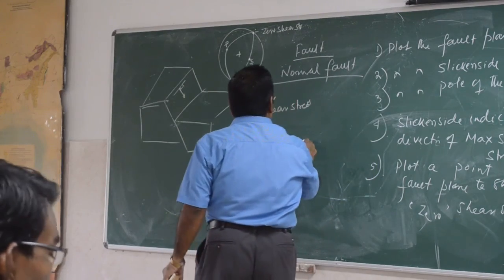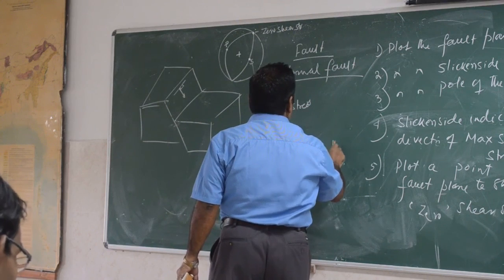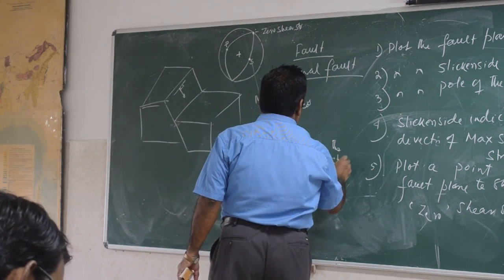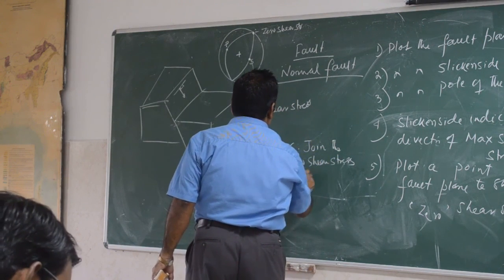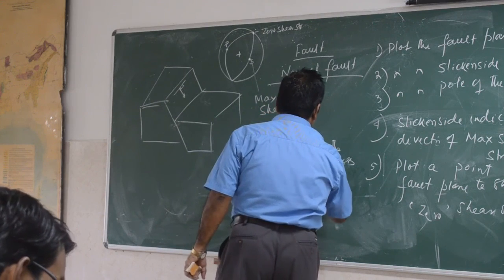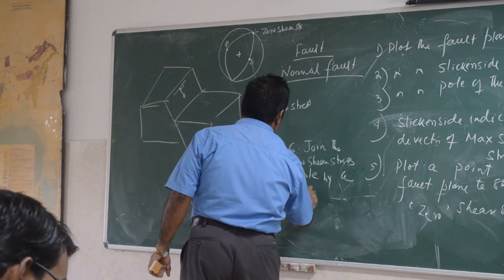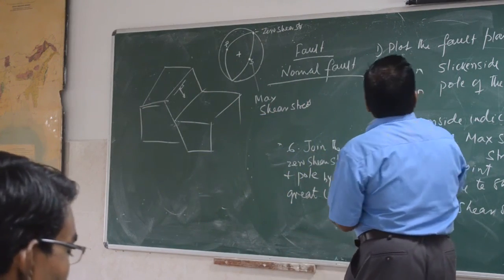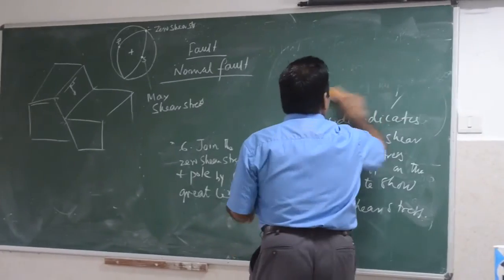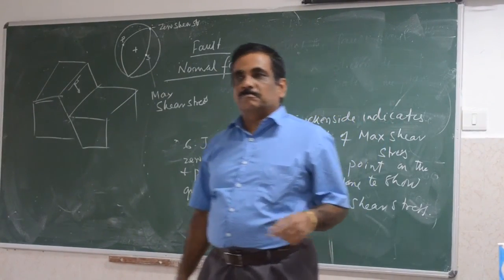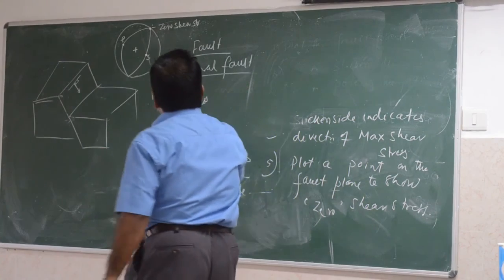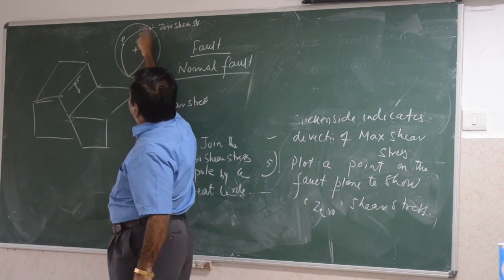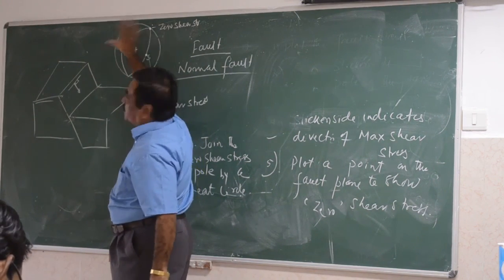So what is the 6th point? Join the zero shear stress and the pole by a great circle. 6th point: join the zero shear stress point and the pole of the fault plane by a great circle. These two points should be drawn on the great circle.